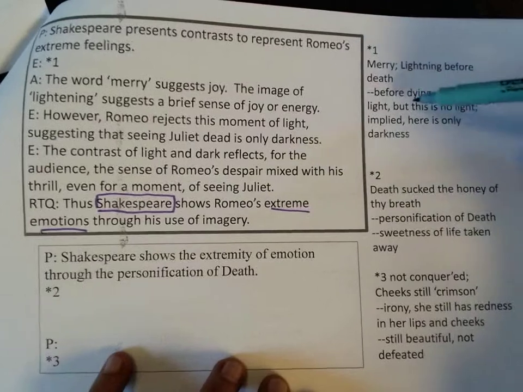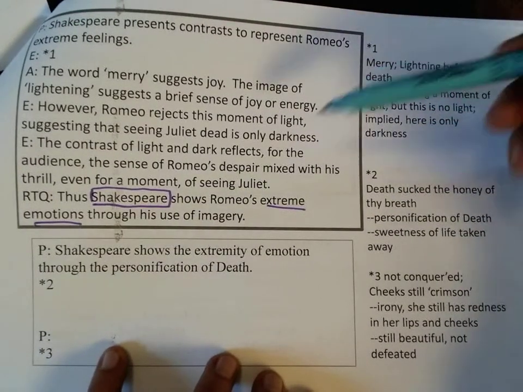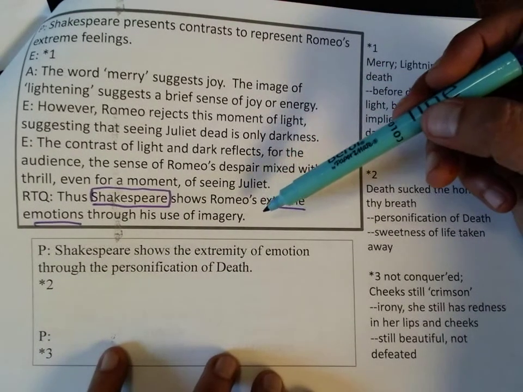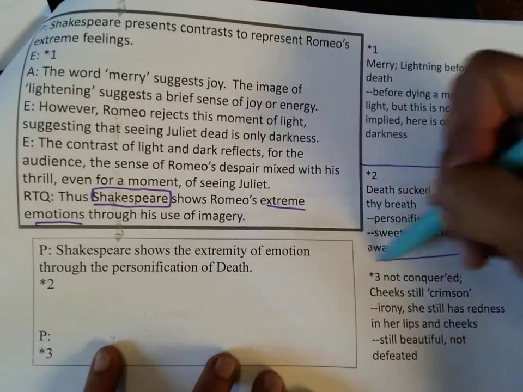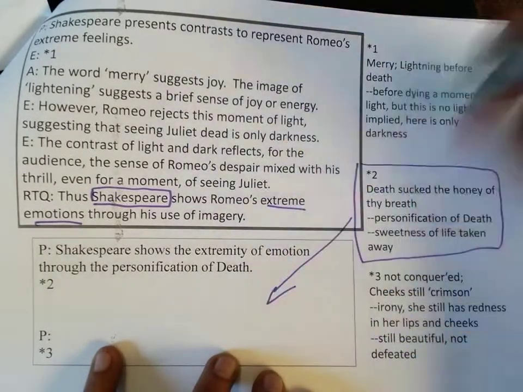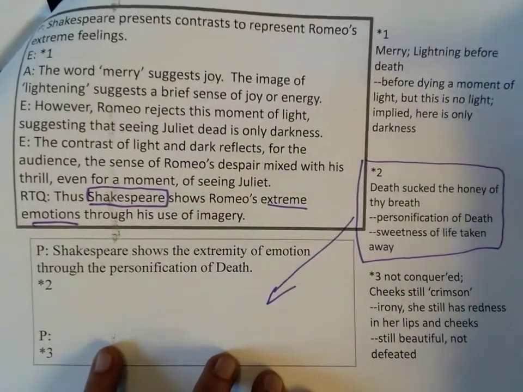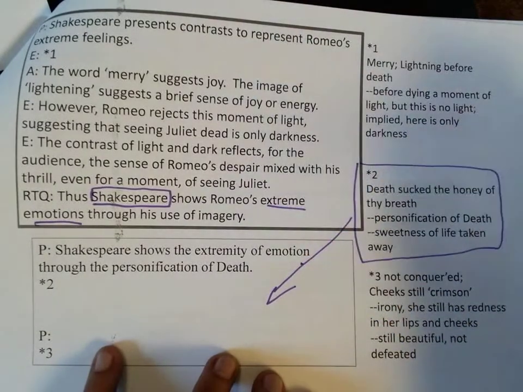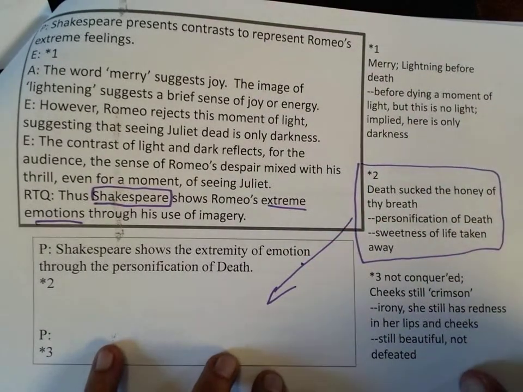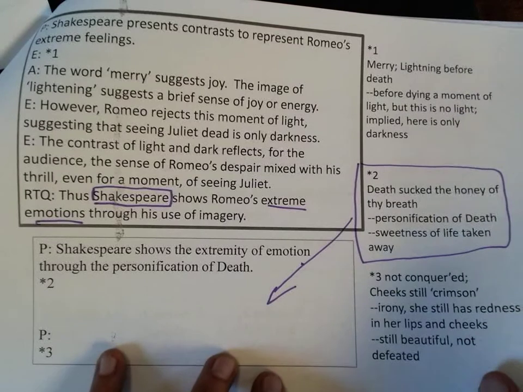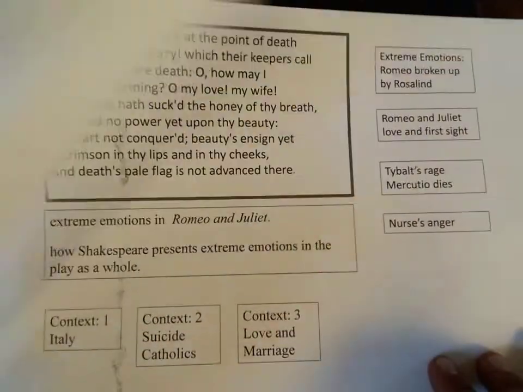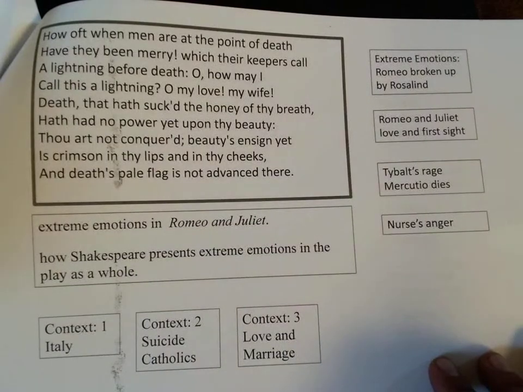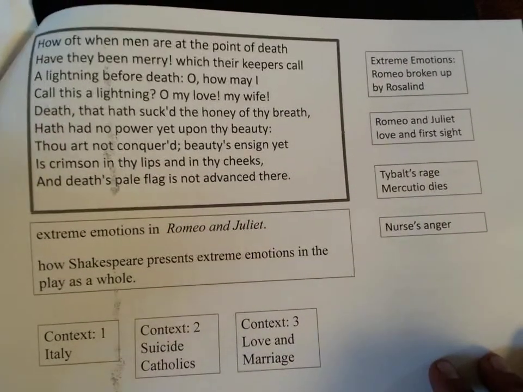So here's another example if you want to work on it. In this passage, Shakespeare shows the extremity of emotion through the personification of death. So how would you use this second bit of evidence to build that paragraph? That would be your job. Making the argument is not an easy thing, and we've been working a lot on that in the past week in particular, and I hope that you're starting to feel more confident about developing an argument. So, from there, we've got to start thinking about the play as a whole.